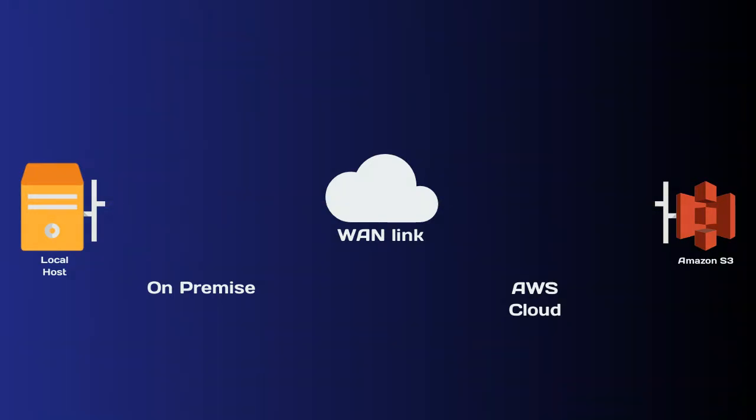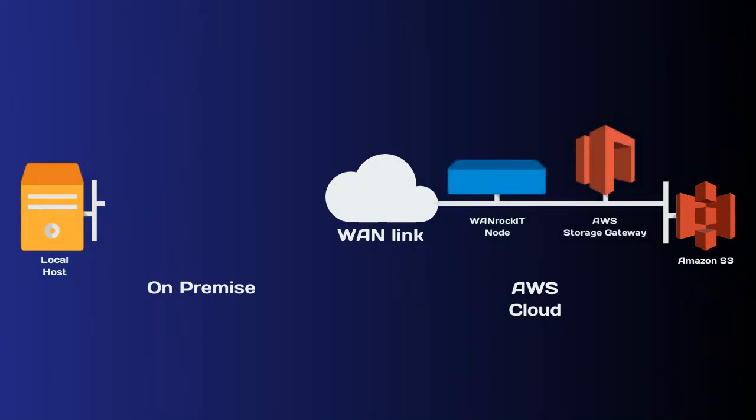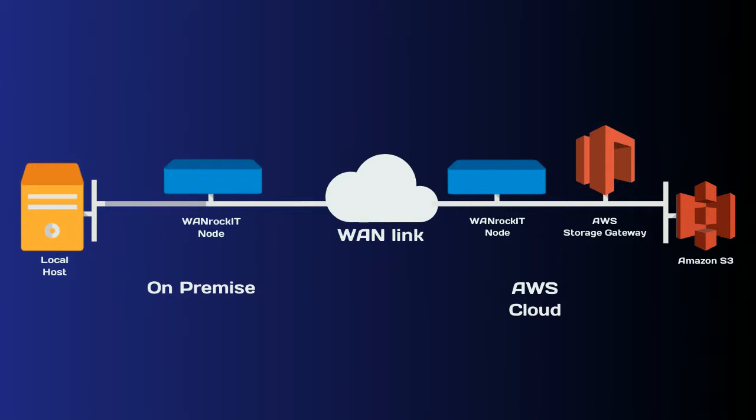Using WANrockIT acceleration, the setup is as follows. A node is deployed in EC2, which connects to a storage gateway also deployed in EC2. This is connected to a partner node deployed on-prem, either as a physical appliance or as a virtual machine. This can be a cloud service provider node, which is included in the price of the EC2 node. Data is sent to the storage gateway over an accelerated WANrockIT link, and from there it is transferred to S3 storage.